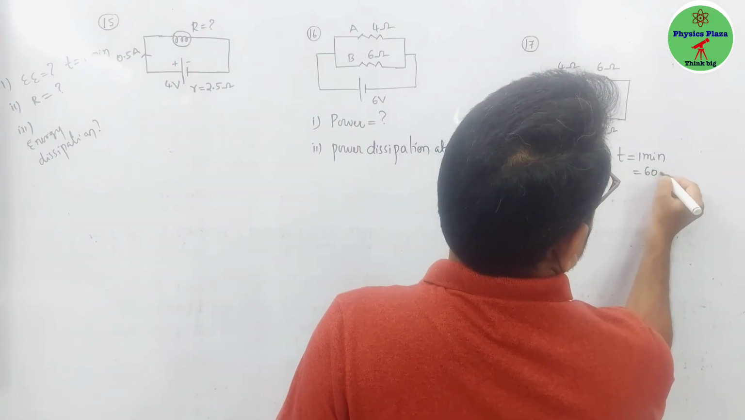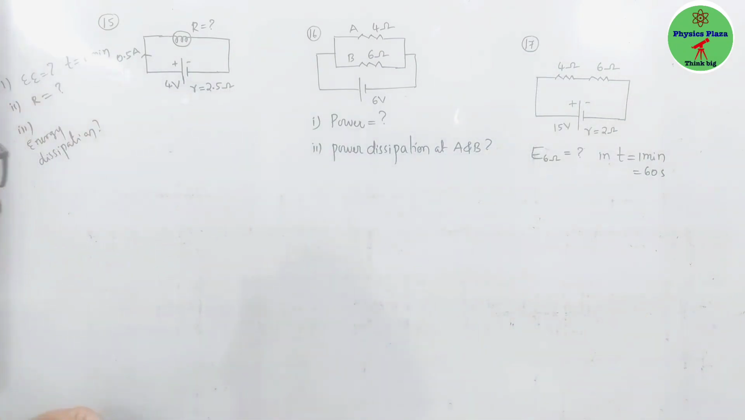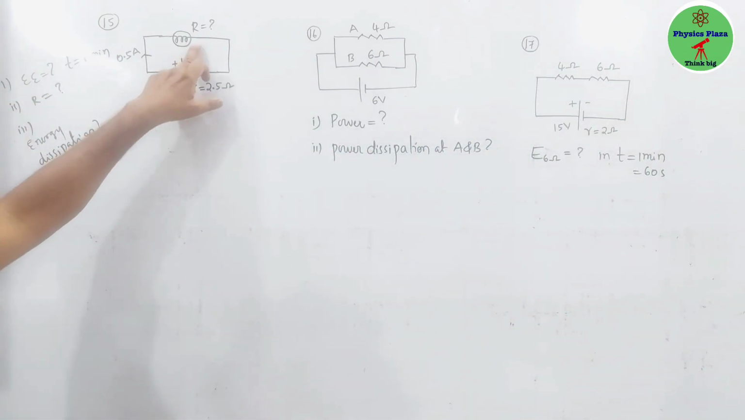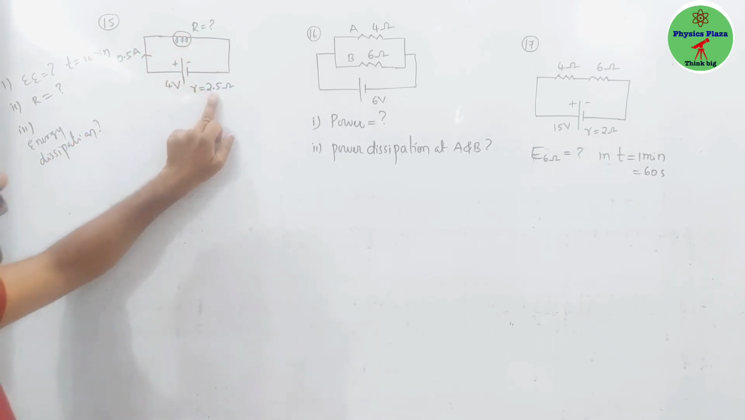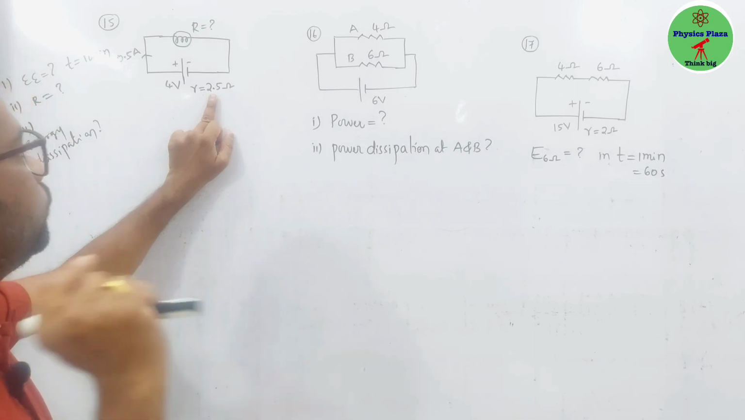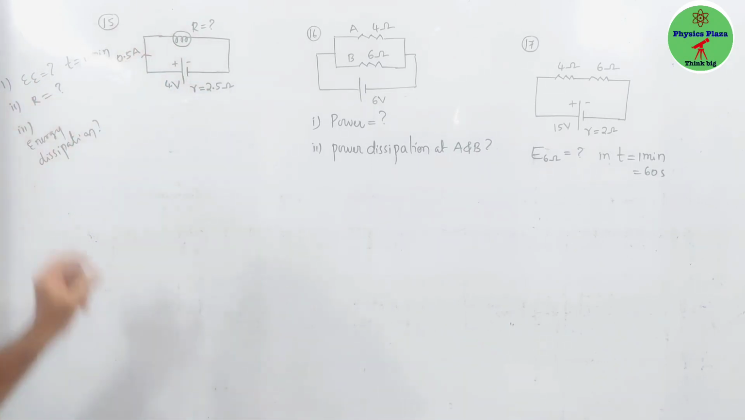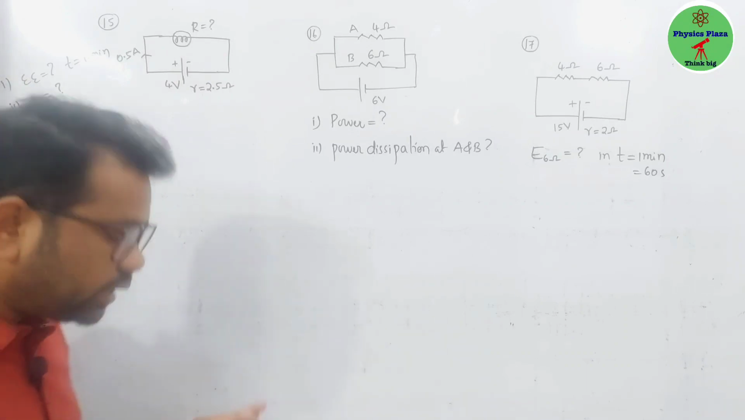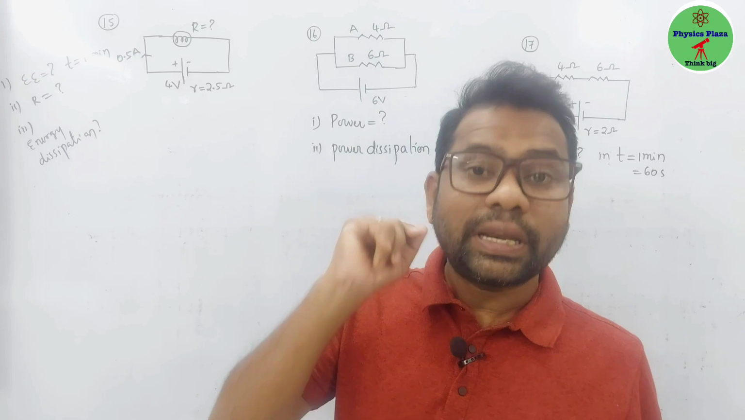This is 60 seconds. Children, come to the 15th numerical. As per the numerical, it is given that a bulb is connected to a battery of 4 volt, but it has some internal resistance of 2.5 ohm, and in the circuit 0.5 amperes current is flowing. First, they are asking us to find the electrical energy consumed in 10 minutes.